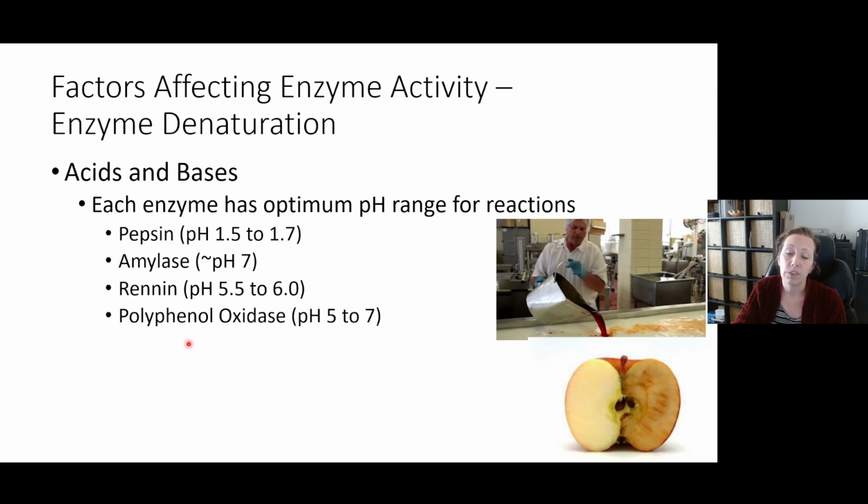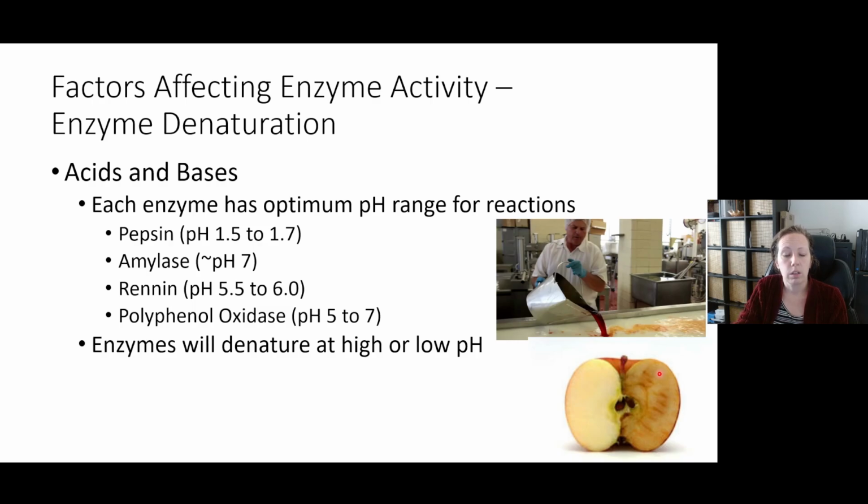And polyphenol oxidase, the enzyme that turns apples brown, has an optimum pH range of 5 to 7. So that's when it is most active at turning apples brown. Okay. Now, enzymes will... so let's back up. So milk pH is about 6 when we're talking about rennin.